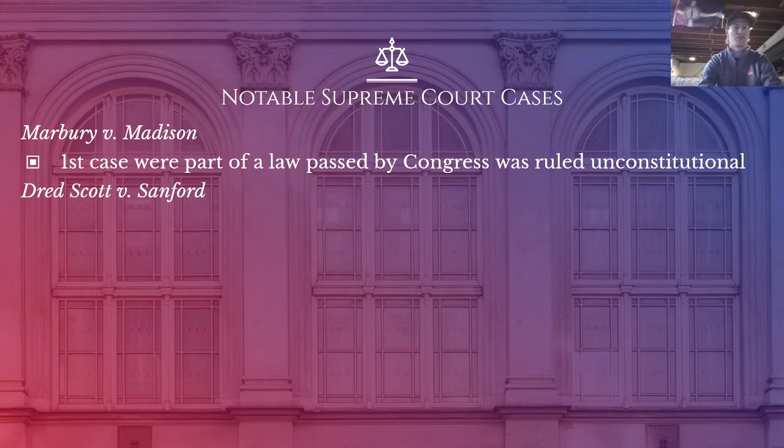Dred Scott versus Sanford. Dred Scott is someone that we're going to study next year in U.S. history. He is a slave who sues for his freedom, saying that because he lived in a territory of the United States that did not have slavery, he should be a free person, even though his owner brings him back to a slave state a couple years later.